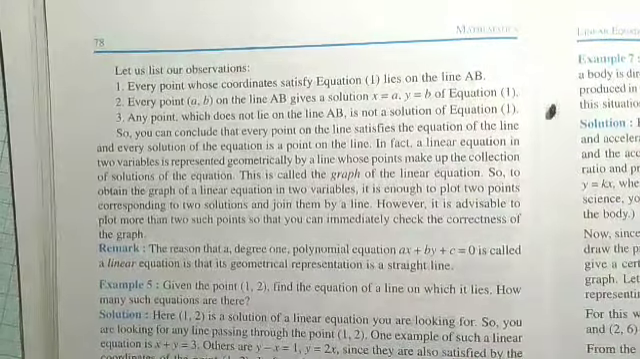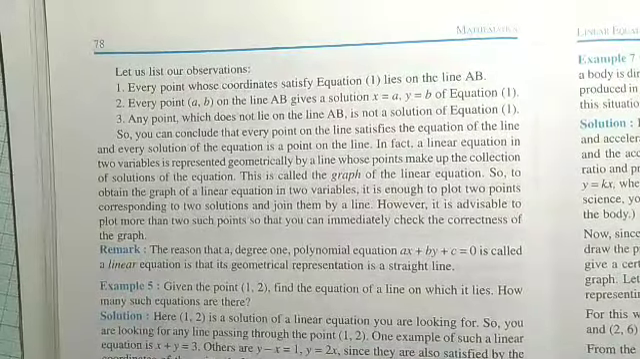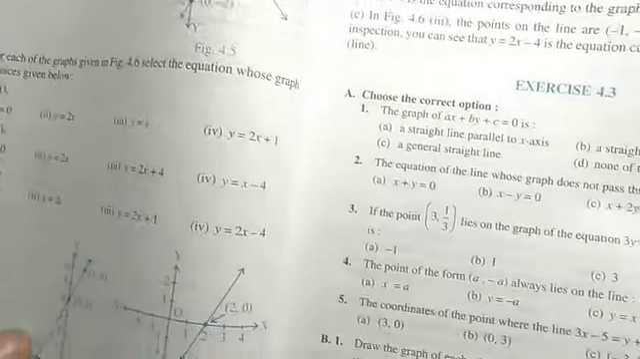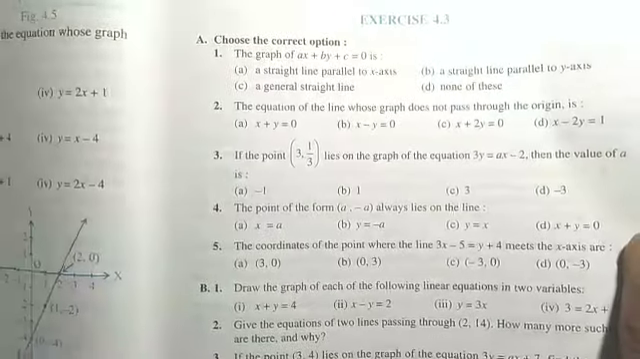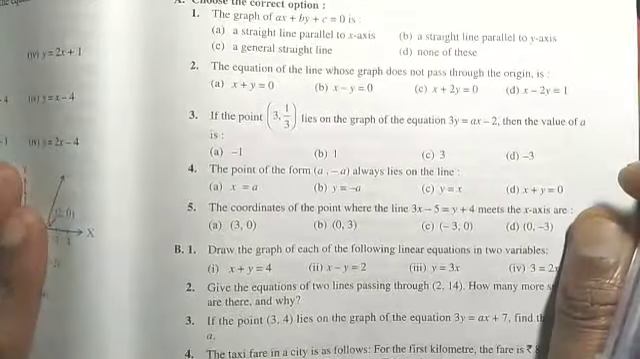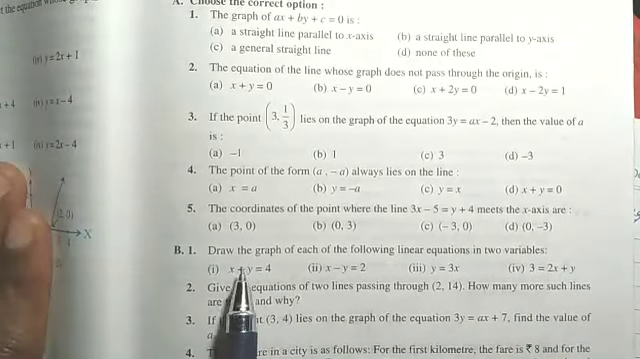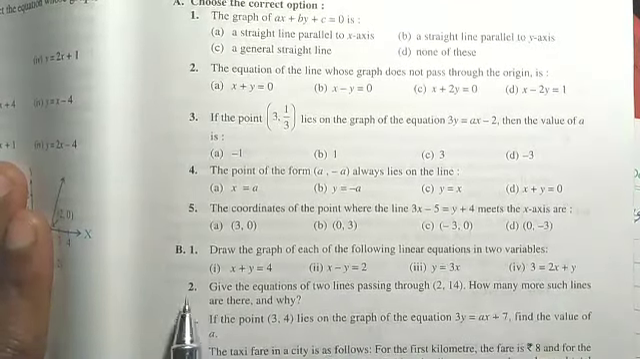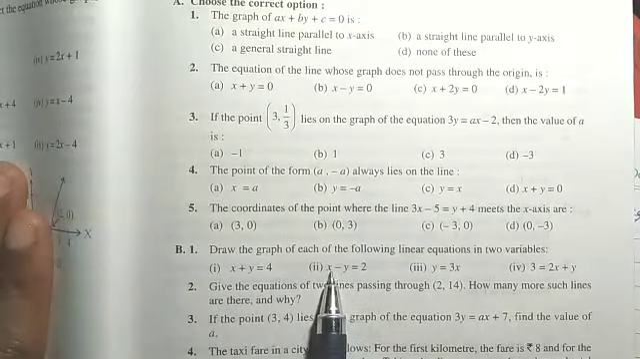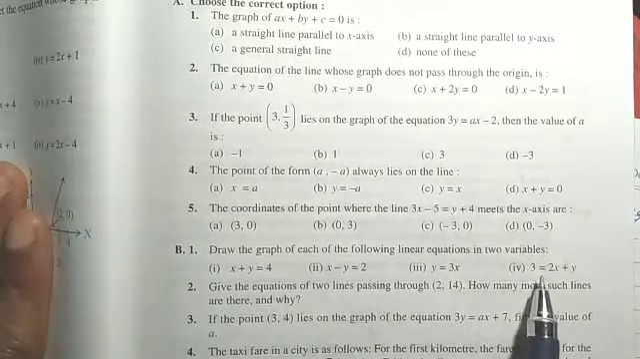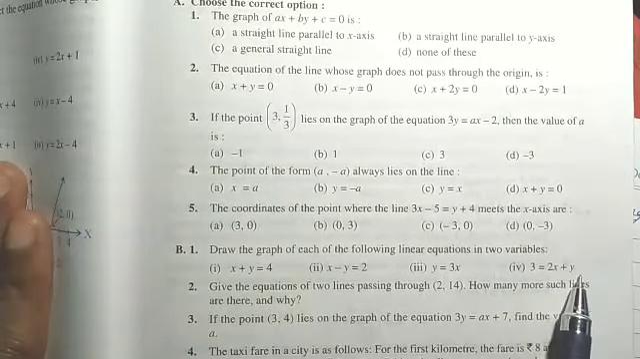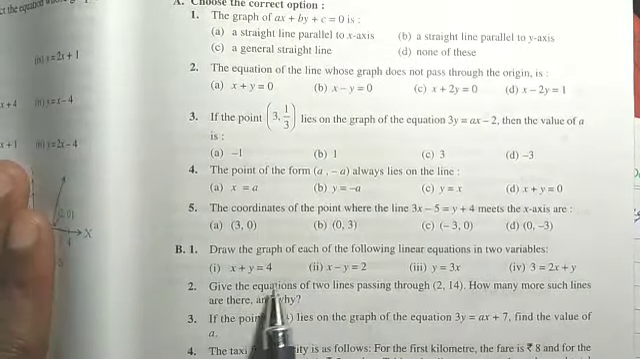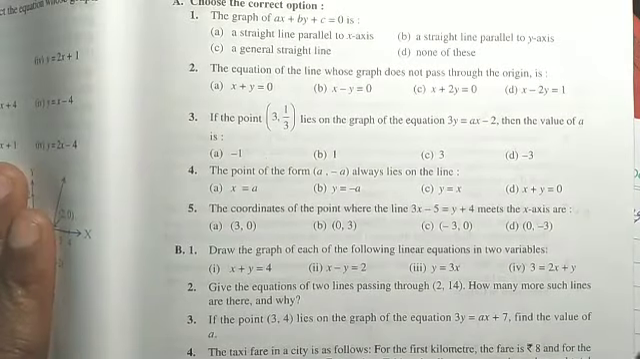Okay, now let's start Exercise 4.3, question number 1. Draw the graph of each of the following linear equations in two variables: x plus y is equal to 4, x minus y is equal to 2, y is equal to 3x, 3 is equal to 2x plus y. From here, question number 1 I will show you. Remaining questions you have to do by yourself.